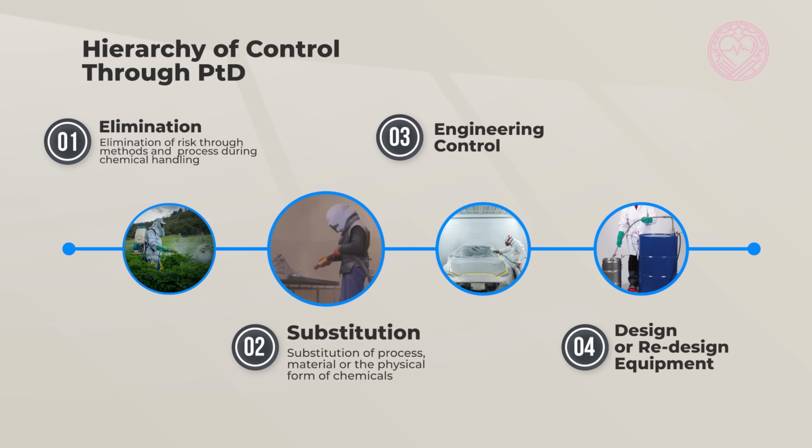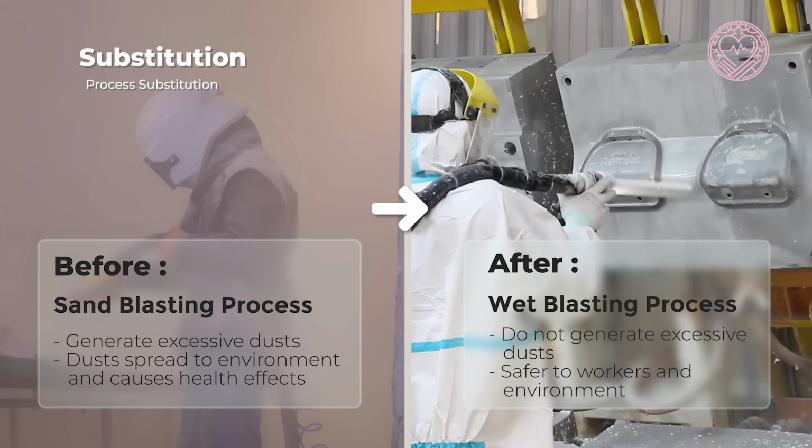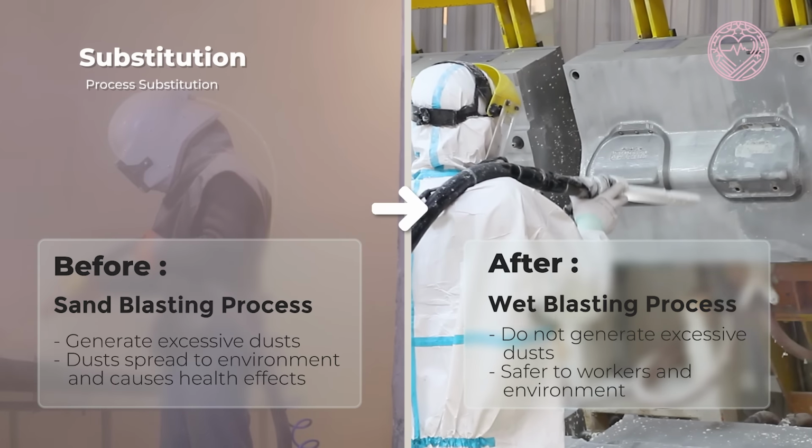2. Substitution of process, material, or the physical form of chemicals. 1. Process substitution. Before, the sandblasting process generates excessive dust. Dust spreads to the environment and causes health effects. After, the wet blasting process does not generate excessive dust, and is safer to workers and the environment.